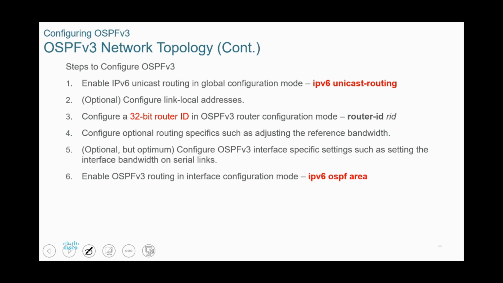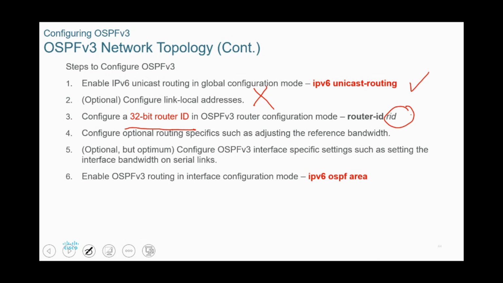So these are the steps to configure OSPFv3. The first one, enable IPv6 unicast routing in global configuration mode, which is ipv6 unicast-routing. And this one is optional: you can configure the link local addresses. The next step is to configure a 32-bit router ID if you have one. You can just configure it as a router ID with your ID numbers.